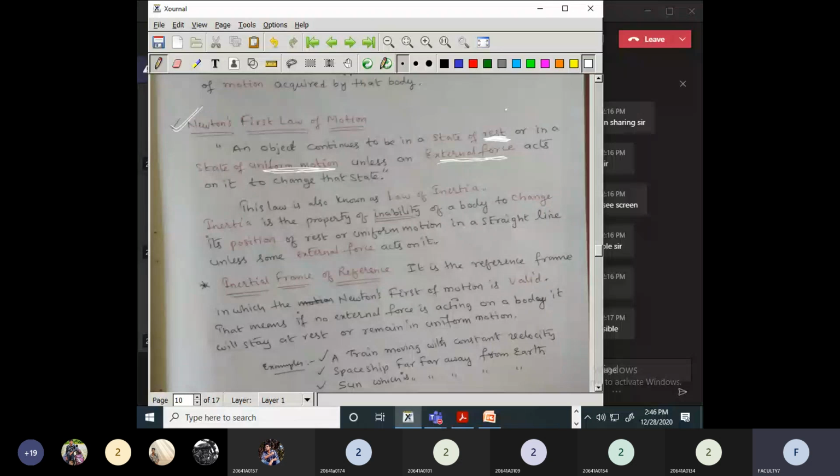Okay, that was explained with some example. If you are considering a football, it will remain stationary on the ground without any change. When you apply a force on the football, then only it will move, depending on the direction of force. Okay, similarly, what was the second thing here?